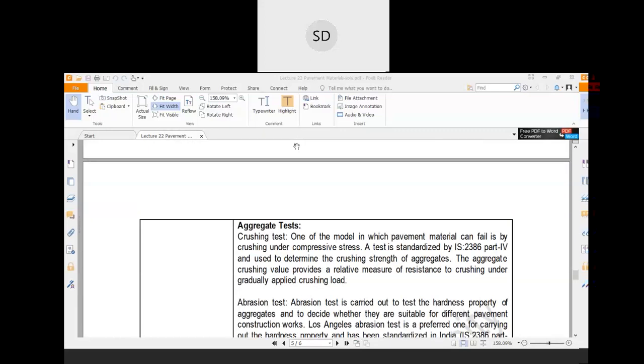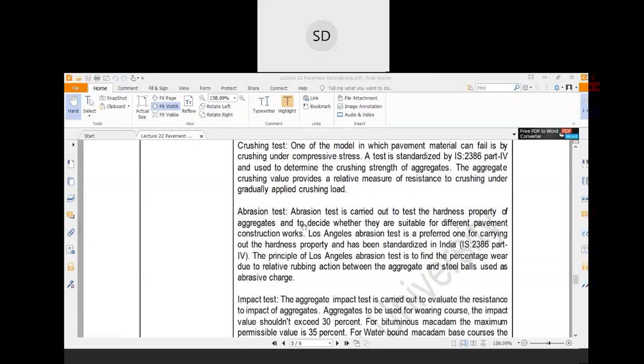Now coming to the test, so first test is crushing test. Now why crushing test is conducted? Crushing test is conducted to know the strength of the aggregate, and basically this crushing test is conducted in a compressive testing machine where you put the aggregate in a mold and they will be subjected to compressive forces. Now after a particular time or after a standard loading value, you have to check what is the percentage of crushed particles corresponding to the total aggregates. Okay, and that will give you the crushing value or crushing percentage.